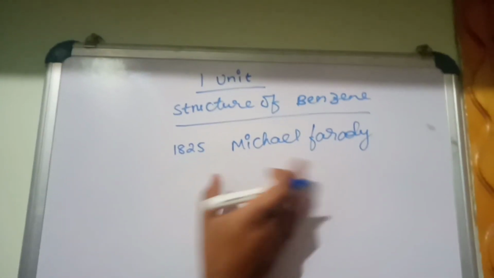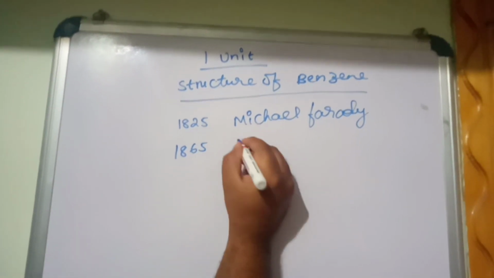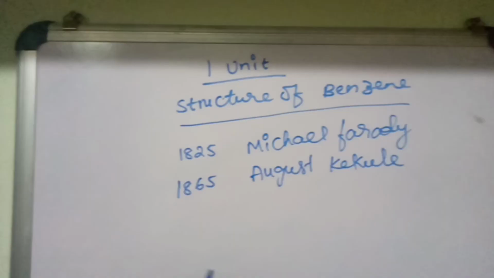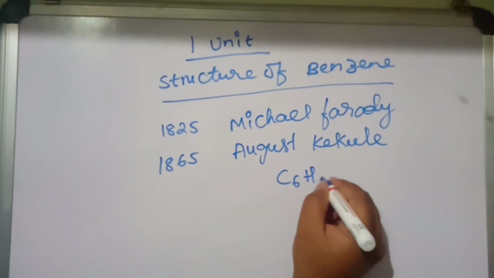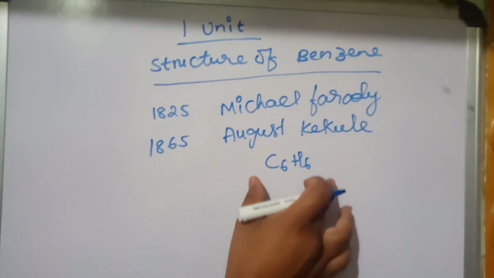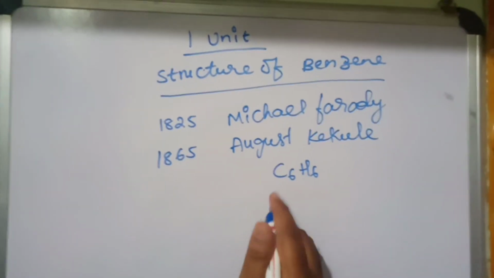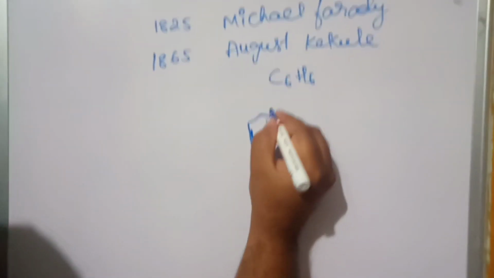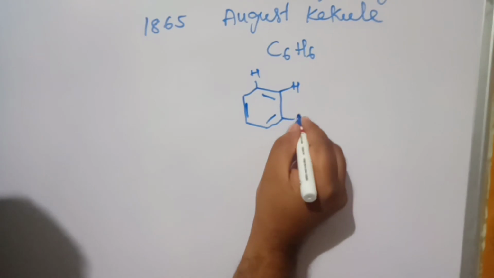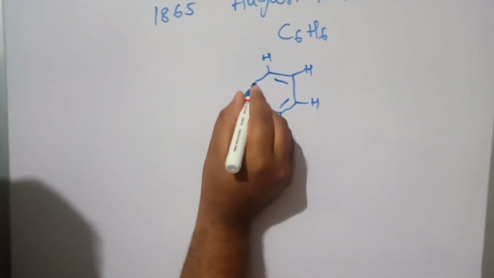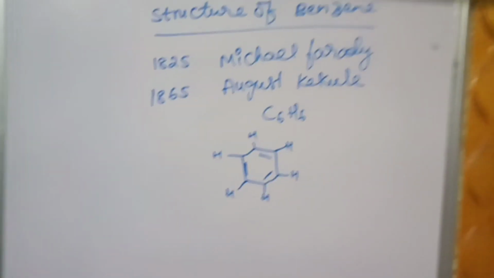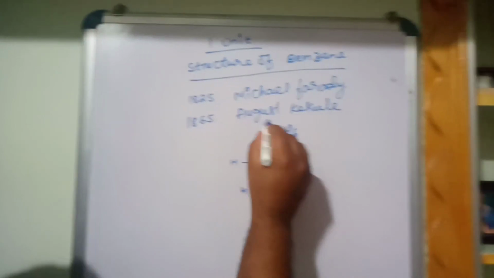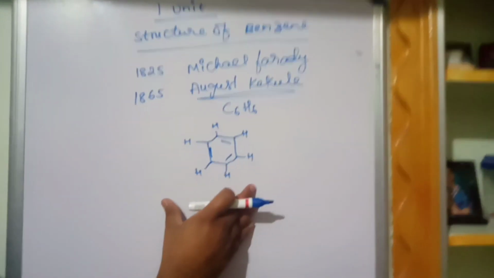To understand the structure of benzene, in the year 1865, August Kekulé gave the structure of benzene. He gave the molecular formula C6H6, and he mentioned that theoretically the structure of benzene contains 6 carbons and 6 hydrogens. They are called benzene. But the theory of Kekulé was only theoretical. It is not in a practical aspect. So, historically, August Kekulé contributed much of the theoretical aspect of benzene.